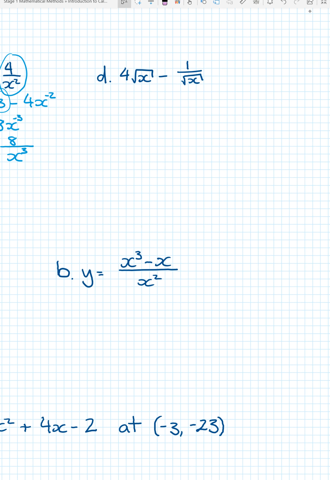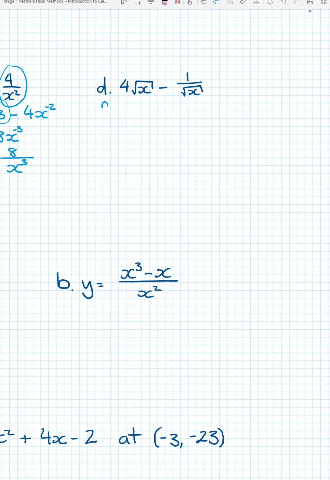This one here we need to simplify as well first. So we have 4 times x to the power of a half, subtract 1 times x to the 2, and because the square root of x here is on the bottom, it's going to be x to the negative 1/2. So now we can differentiate.